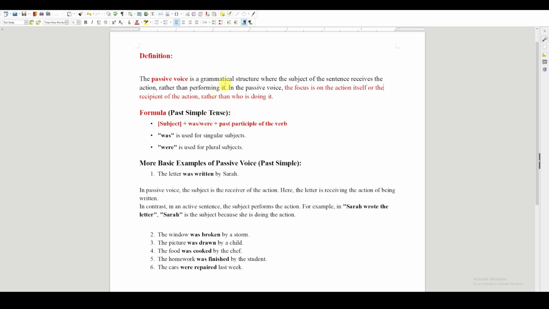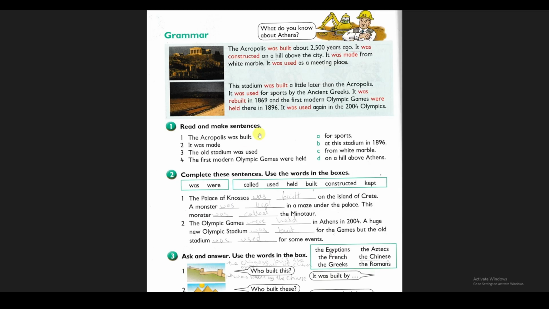Okay. So now, as for the formula, how can we form the passive voice? It is quite easy actually. First, we will take the subject plus was or were, depending on whether the subject is singular or plural, plus the past participle of the verb. So how can we form a sentence again? It is easy. If we go back again to the grammar box, we will find the Acropolis was built. So where is the subject here? It is the Acropolis.